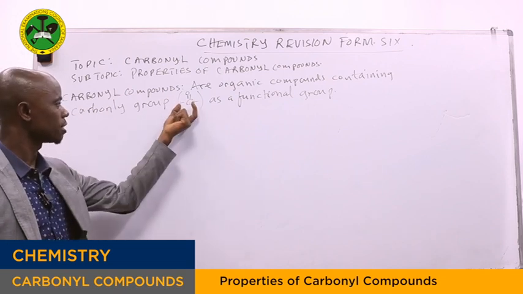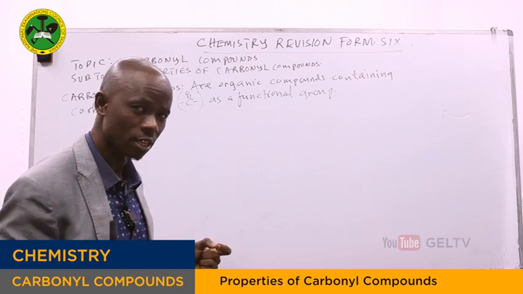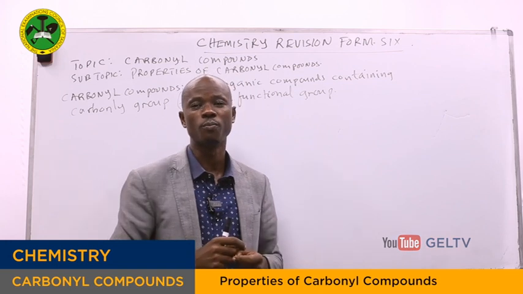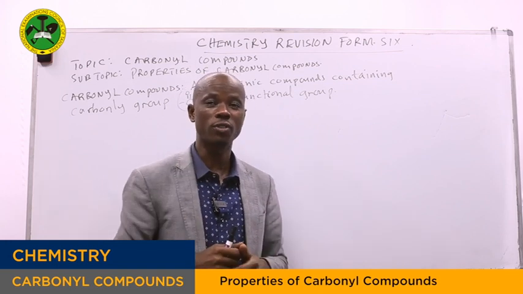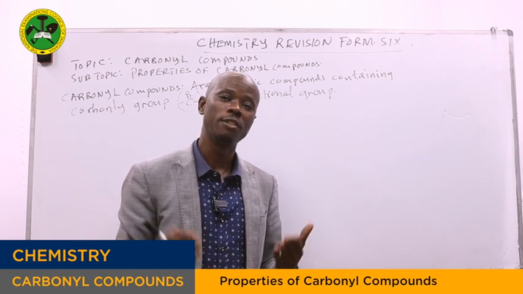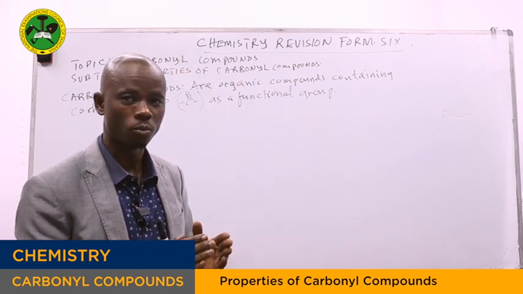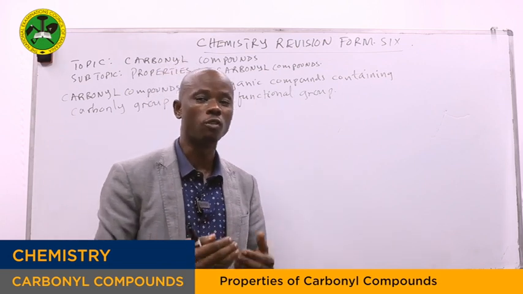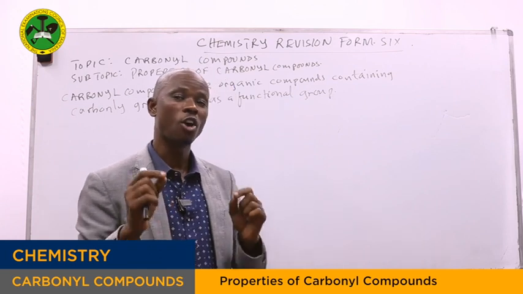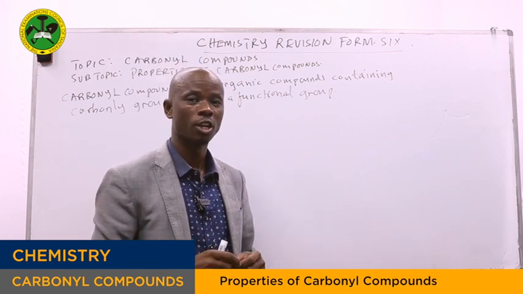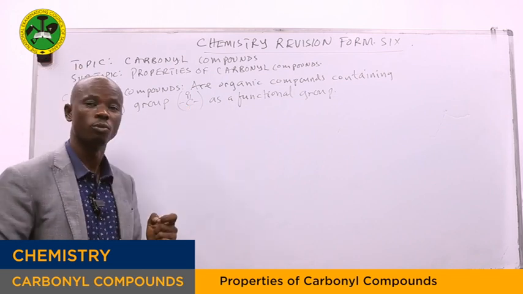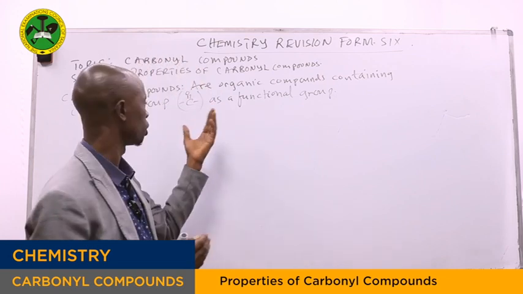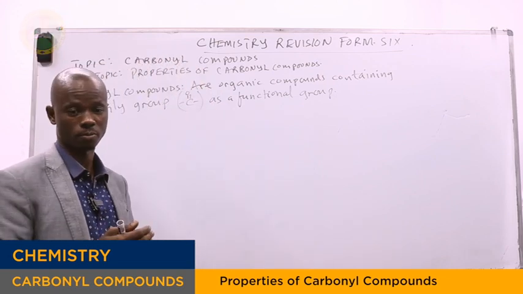Now, because this is the functional group, I can also ask a question. What do you understand by functional group? Are you able to tell the meaning of that? A functional group is an atom or group of atoms which carries the chemical characteristics of an organic compound. That is the meaning of the functional group. So this carbonyl group carries all the chemical characteristics of these compounds, which are called carbonyl compounds.